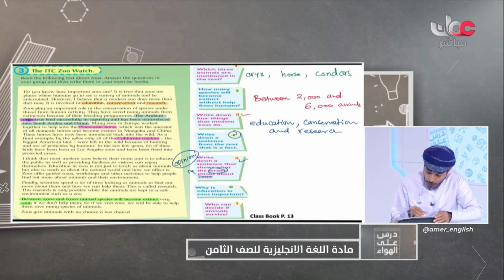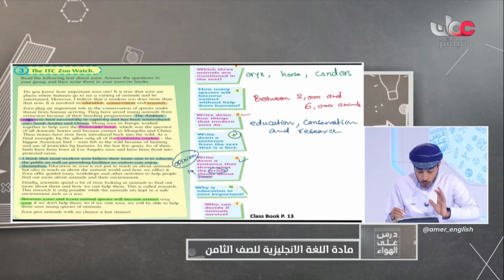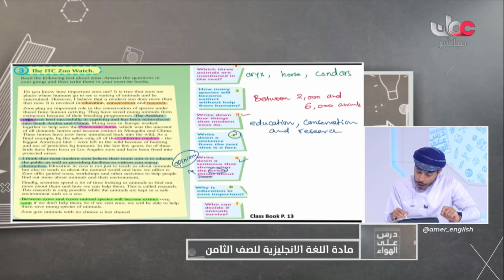For example, look at this one. It's a bit of a long sentence. It says, I think. Okay, so this sentence is talking about the writer's opinion. I think that modern zoos believe their main aim is to educate the public as well as providing facilities so visitors can enjoy themselves. And for question number 6, why is education in zoos important?